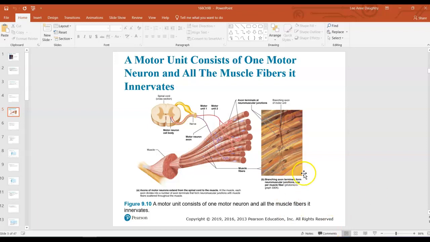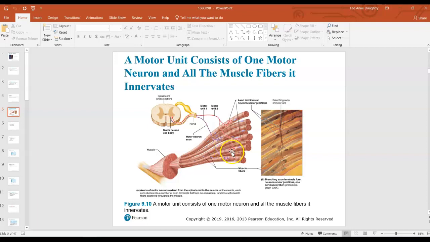So I've skipped all the way down here to slide number 5. Just to remind you that what happens in a muscle contraction involves a motor neuron that either originates from the spinal cord or the brain. And the part of the neuron that sends the signal to the muscle fiber is called the axon. The part that comes in close contact with the muscle fiber is called the axon terminal. Where the axon terminal contacts the muscle fiber is called the neuromuscular junction.